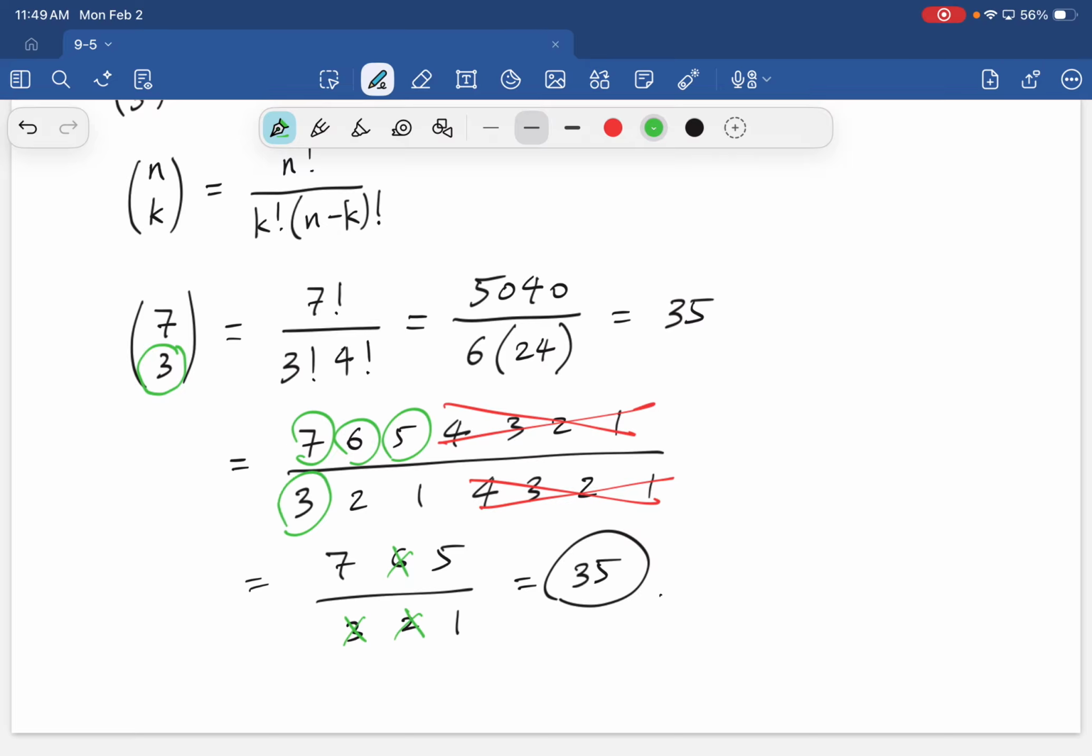Okay, any questions? Let me go to Jaden's point. So here's something important you should know. 1 factorial equals what? 1. How about 0 factorial? 0. No, it equals 1. Okay?